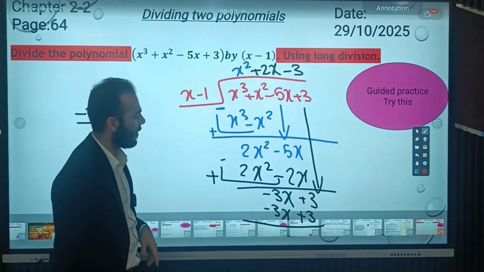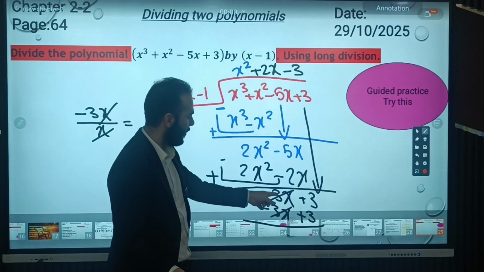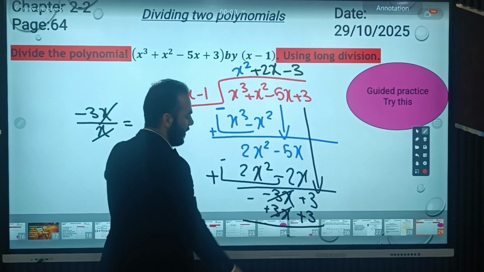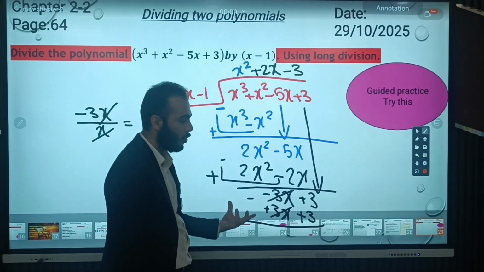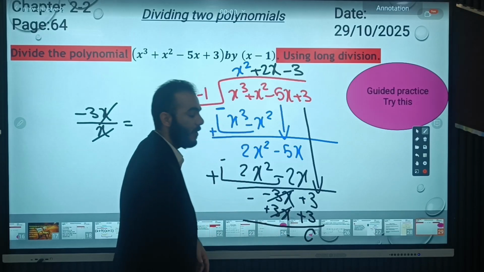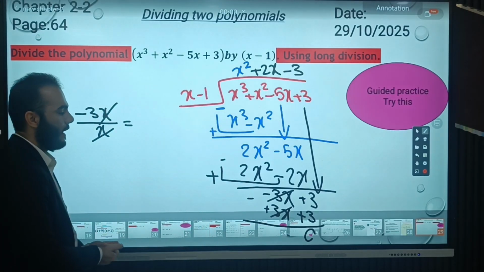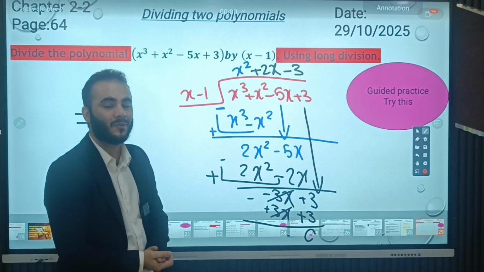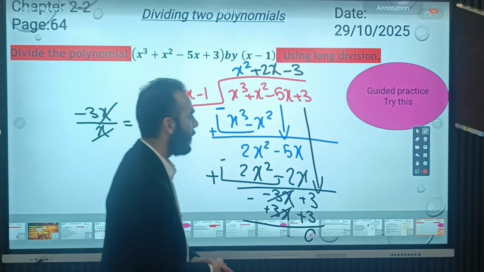So if we just subtract them, that one is going to kill this one. Because negative 3 minus minus, it's going to become plus. Negative 3x plus 3x, 0. 3 minus 3, 0. So the remainder would become 0. But as a note, the remainder does not always have to be 0. Sometimes it becomes something like a constant, let's say. Okay.